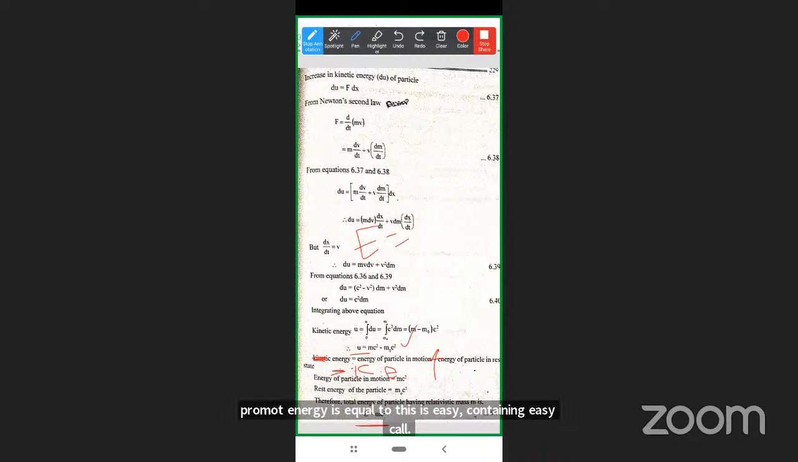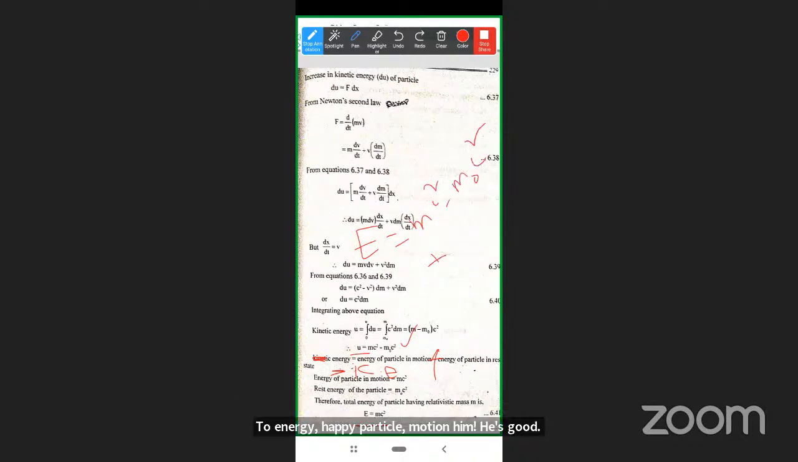What did we get? mc square minus m naught c square plus energy of a particle at rest, that is m naught c square. These two cancel, so we get mc square. This is the mass energy equation, the relativistic equation. This is a very important question. This is the Einstein equation, Einstein's mass and energy equivalence equation.